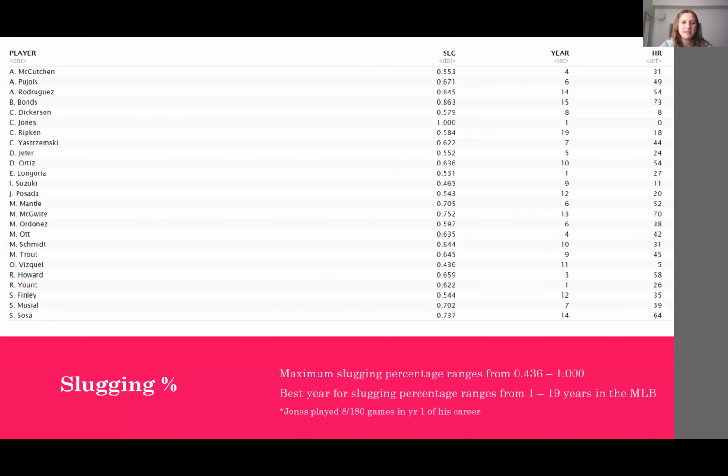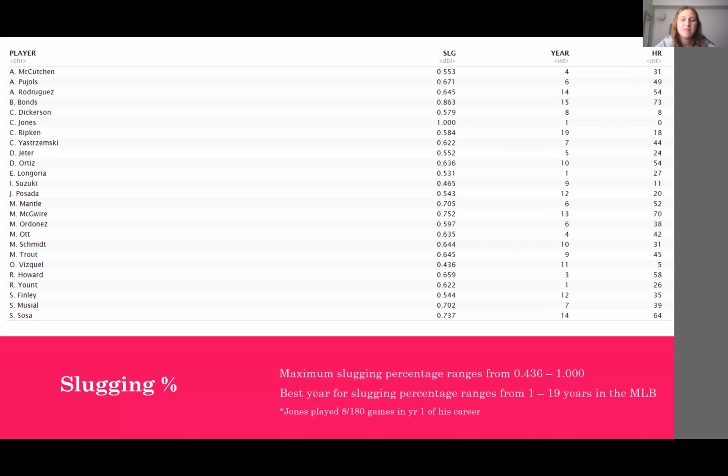And then I did the same thing for slugging percentage. So on the left is the player name, and then the second column is their best slugging percentage that they hit in their entire career, which year that happened, and the corresponding number of home runs they had that year. The maximum slugging percentage ranges from 436 to 1,000, and the best years for slugging percentage range from 1 to 19 years in the major leagues.